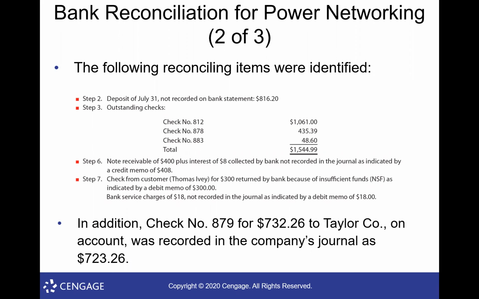So they had a check from a customer that bounced and a bank service charge of $18 that's not recorded in their journal. In addition, it looks like there was an error, right? Check number 879, which was for $732.26, was recorded in the company's journal at $723.26. So it looks like they just reversed the numbers. So we have to account for that error as well.